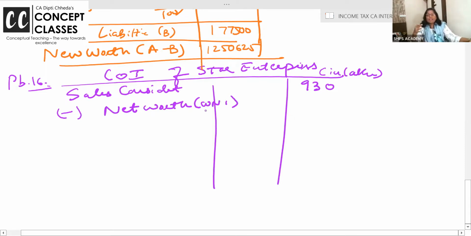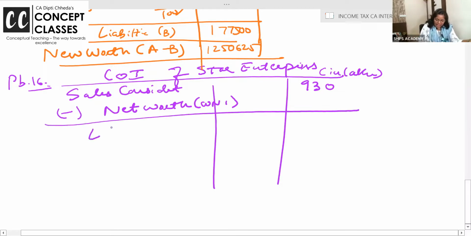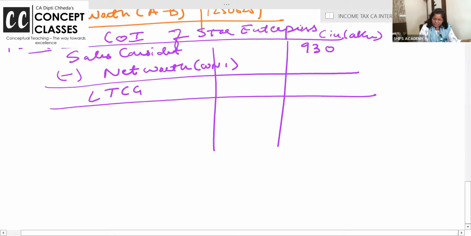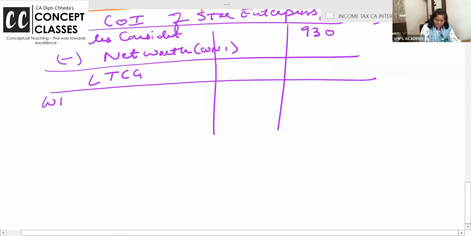Don't make your main computation hodgepodge. Net worth, you calculate it separately. And what capital gain you are getting, promise it is long term. Why promise? The last line, they said they are doing business since 2008. Finish. Itna chota sa. Now working note 1 is your computation of net worth.